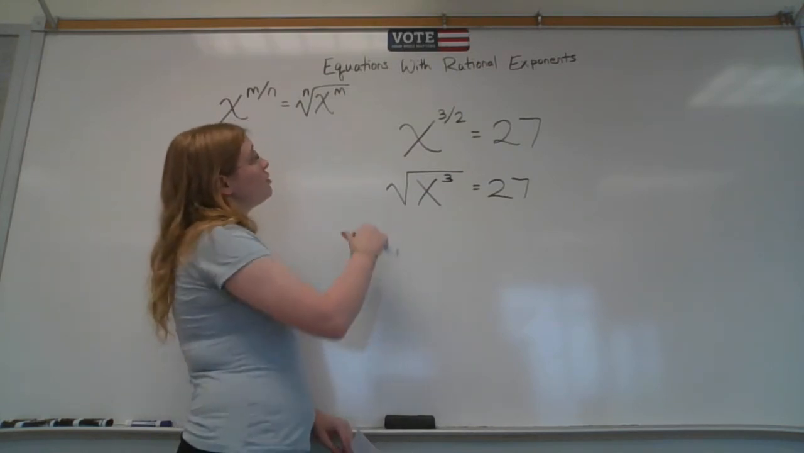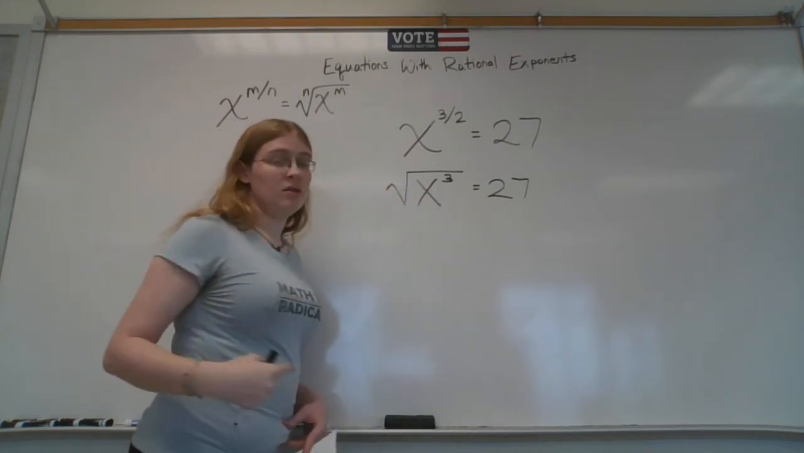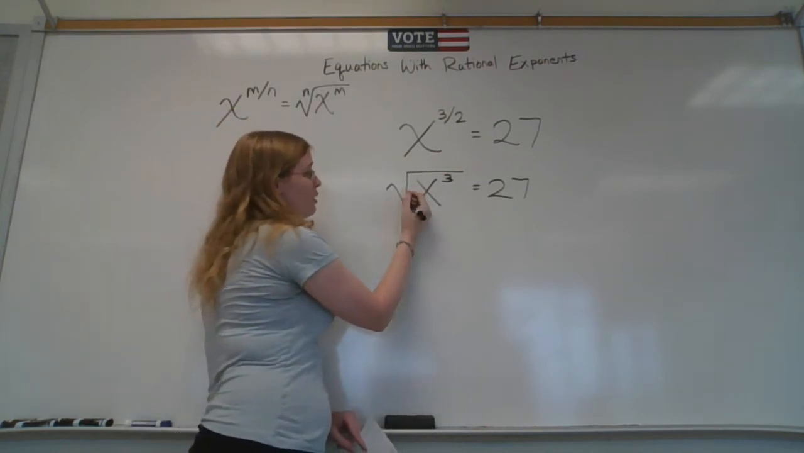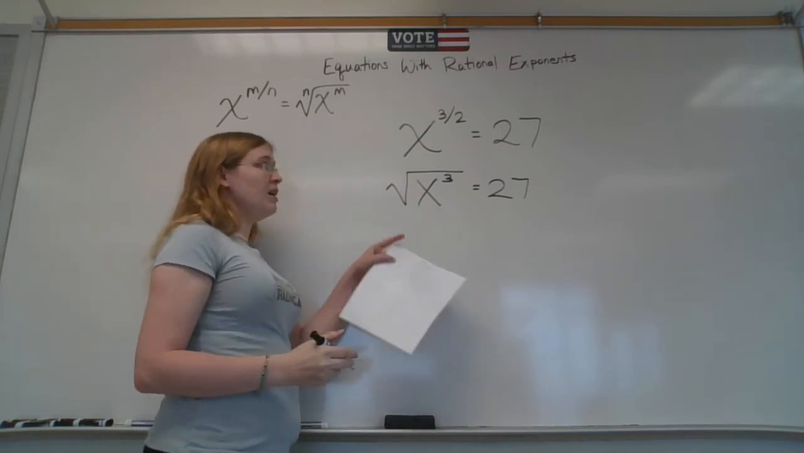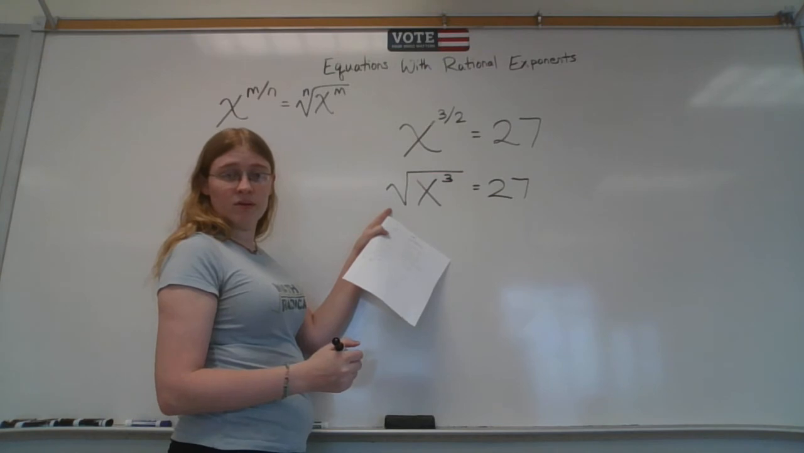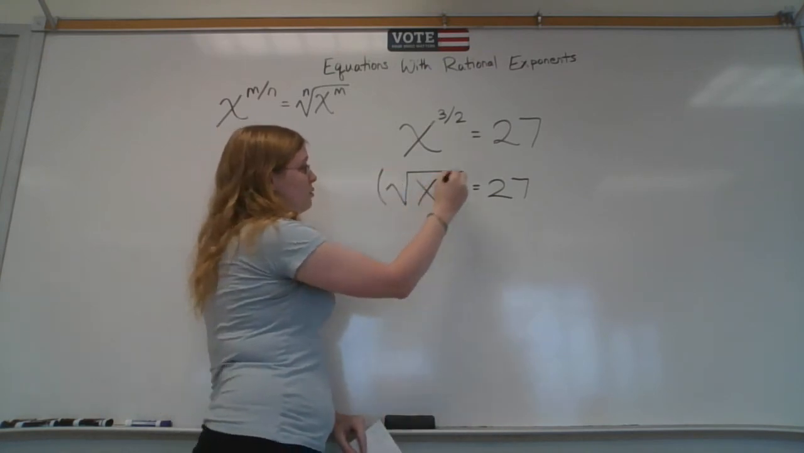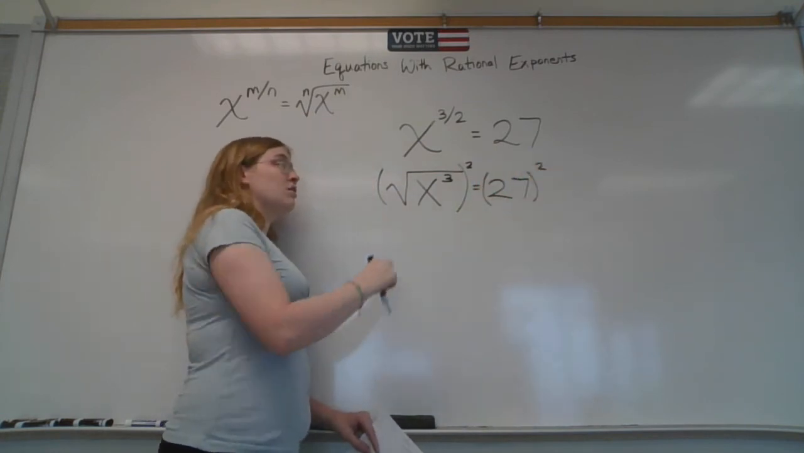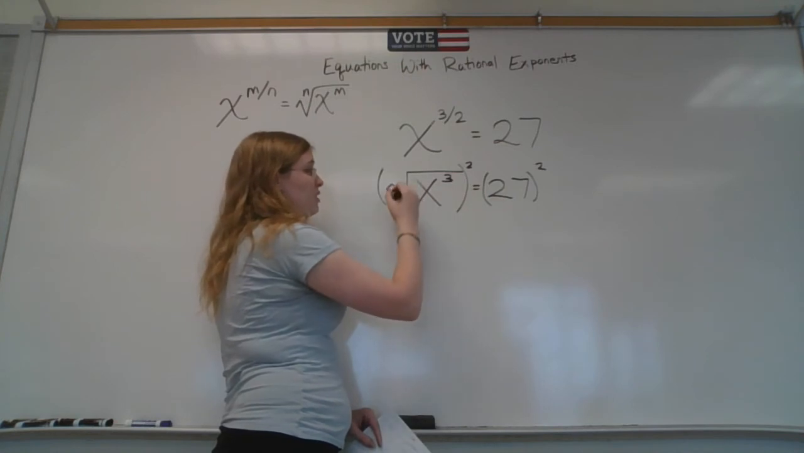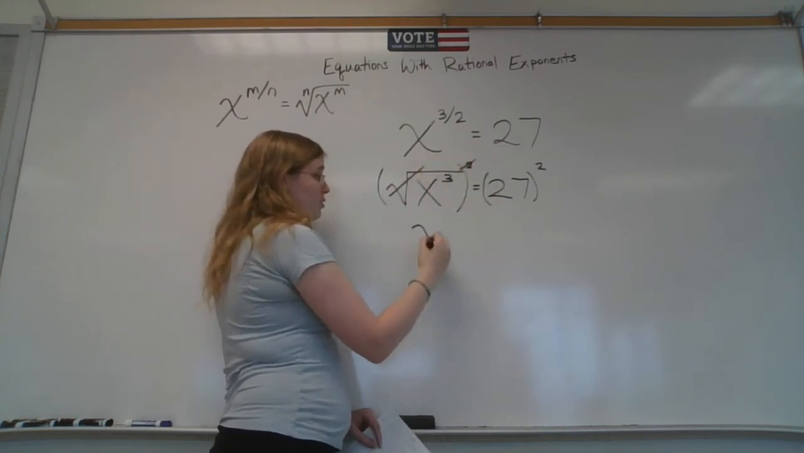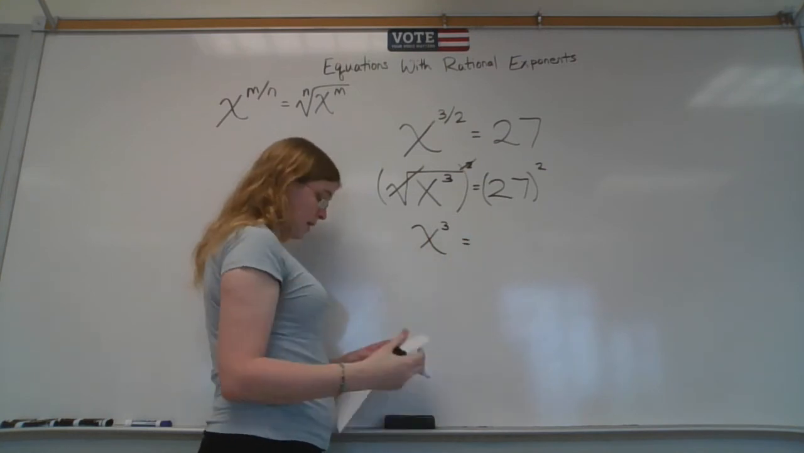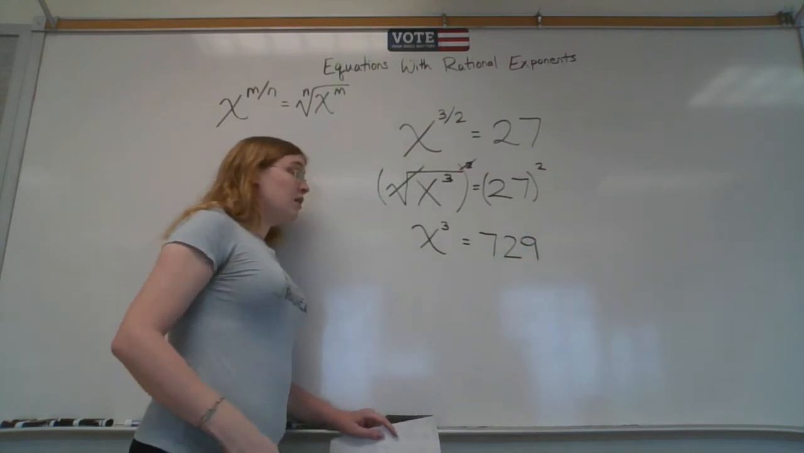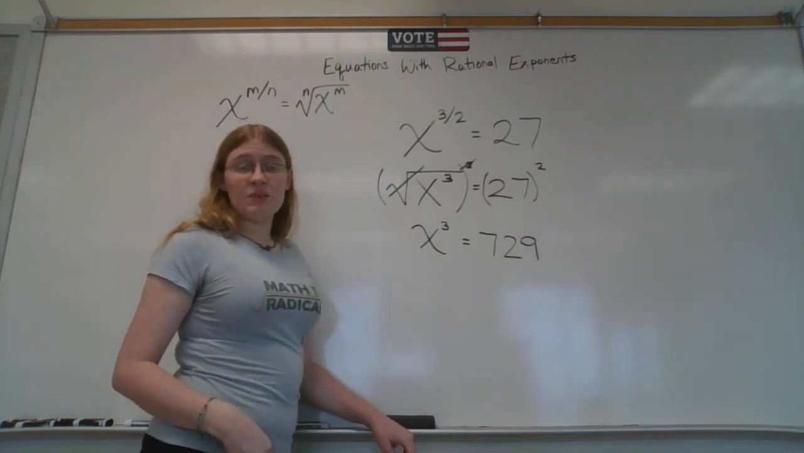So I like to split it up and make it look like this with the radical. Math is radical. Because then I can take one step at a time to solve. I know how to cancel a square root, right? We cancel a square root with a square. And you always do the same to both sides, so I squared my 27 as well. So now I just have x cubed, and 27 squared is 729.